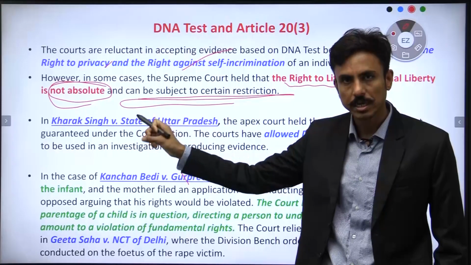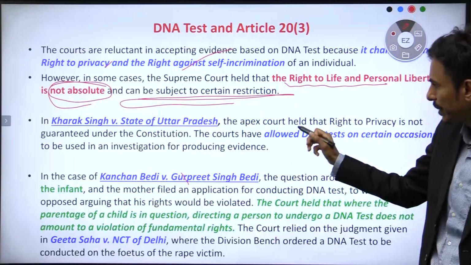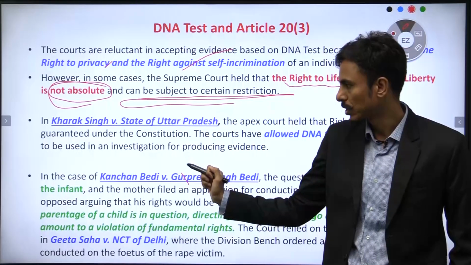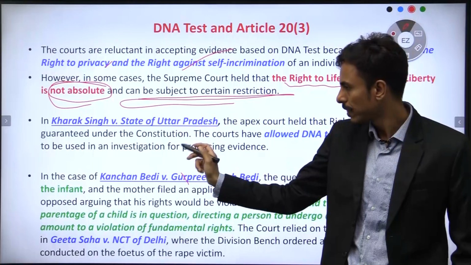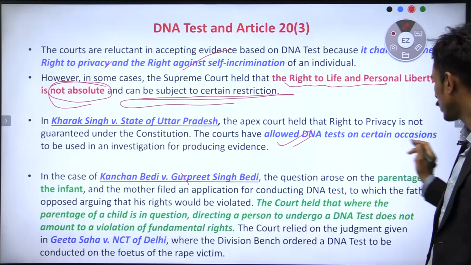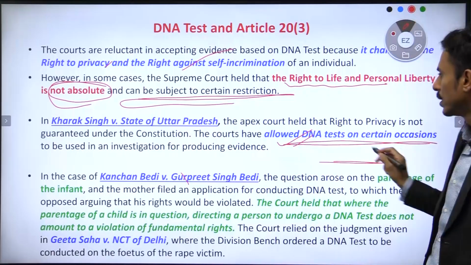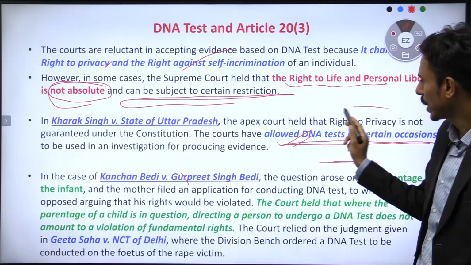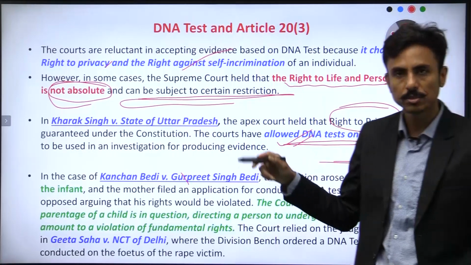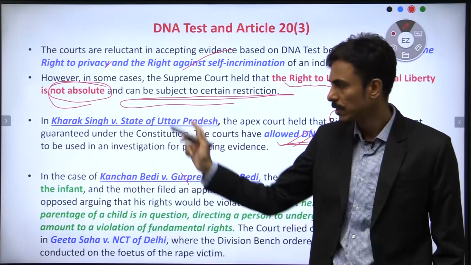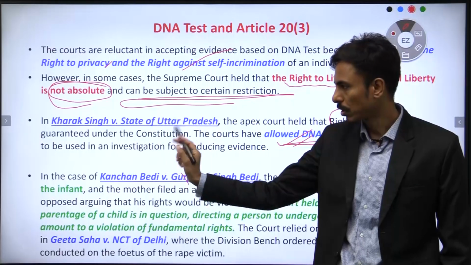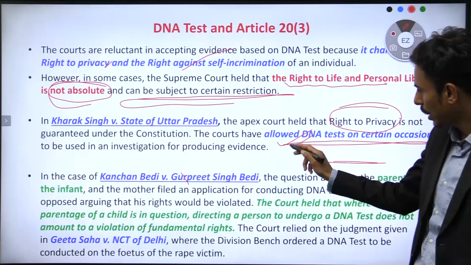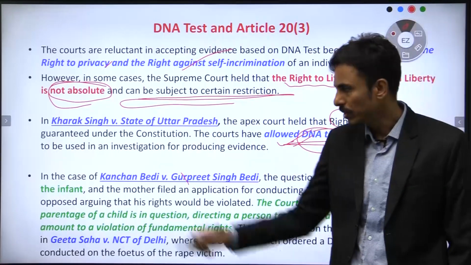In Khadak Singh versus State of Uttar Pradesh, the apex court held that the right to privacy is not guaranteed under the constitution. Now this was a very old case. The courts have allowed the DNA test on certain occasions, right? Because in Khadak Singh, it was held that the right to privacy is not a fundamental right, as at that time it was not a fundamental right as it is today, post 2017, and the court allowed the DNA test on certain occasions to be used in investigation for producing evidence, right?